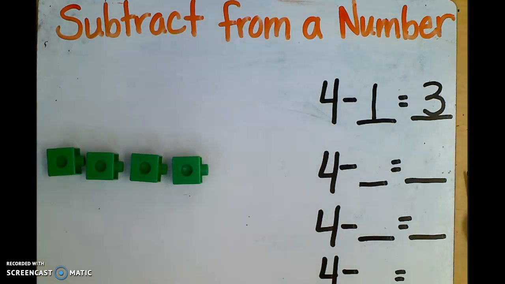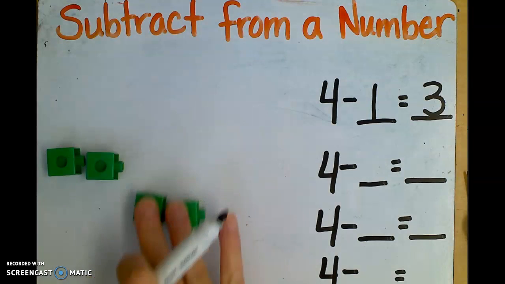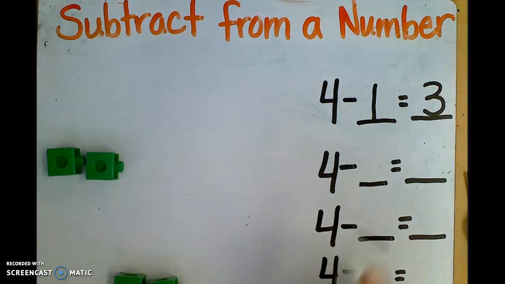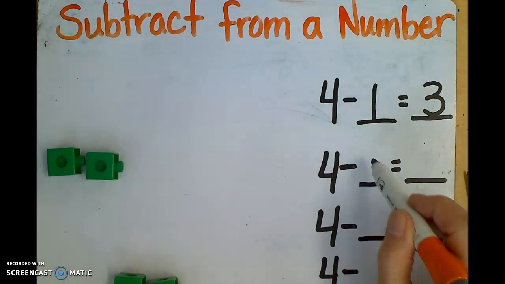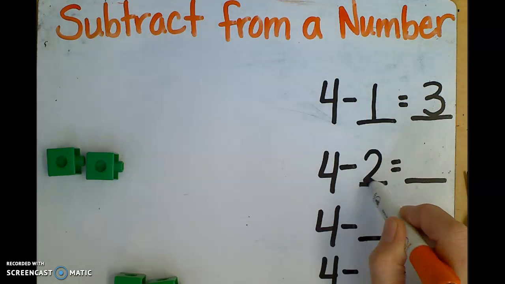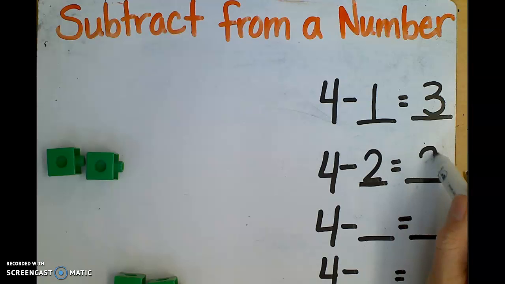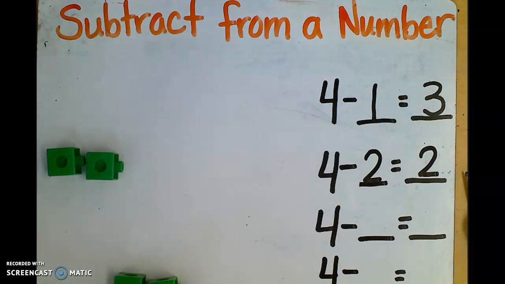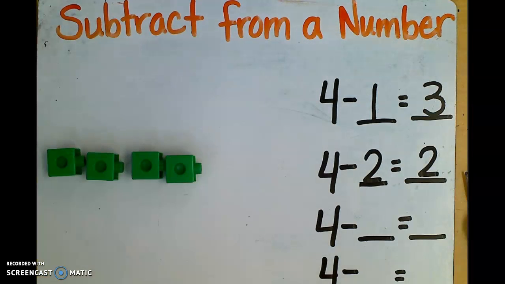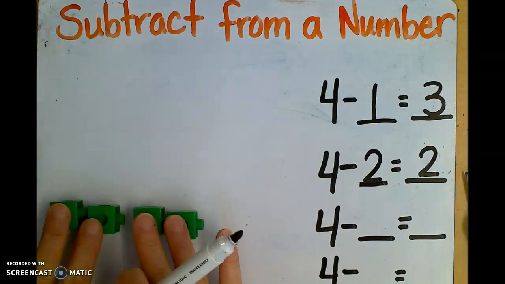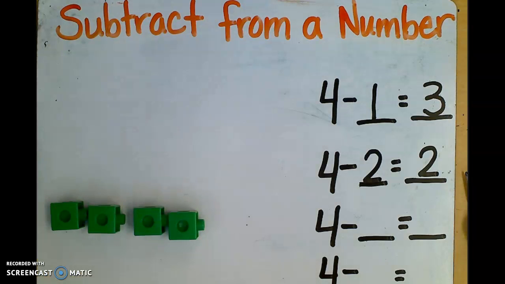Now, the first time I took away 1. So I'm going to keep going in order. This time I'm going to take away 2. I had 4. I took away 2. How many does that leave me? Okay, I see it. 2. Back with the 4. I'm going to slide them down to here. Okay, still have my 4.